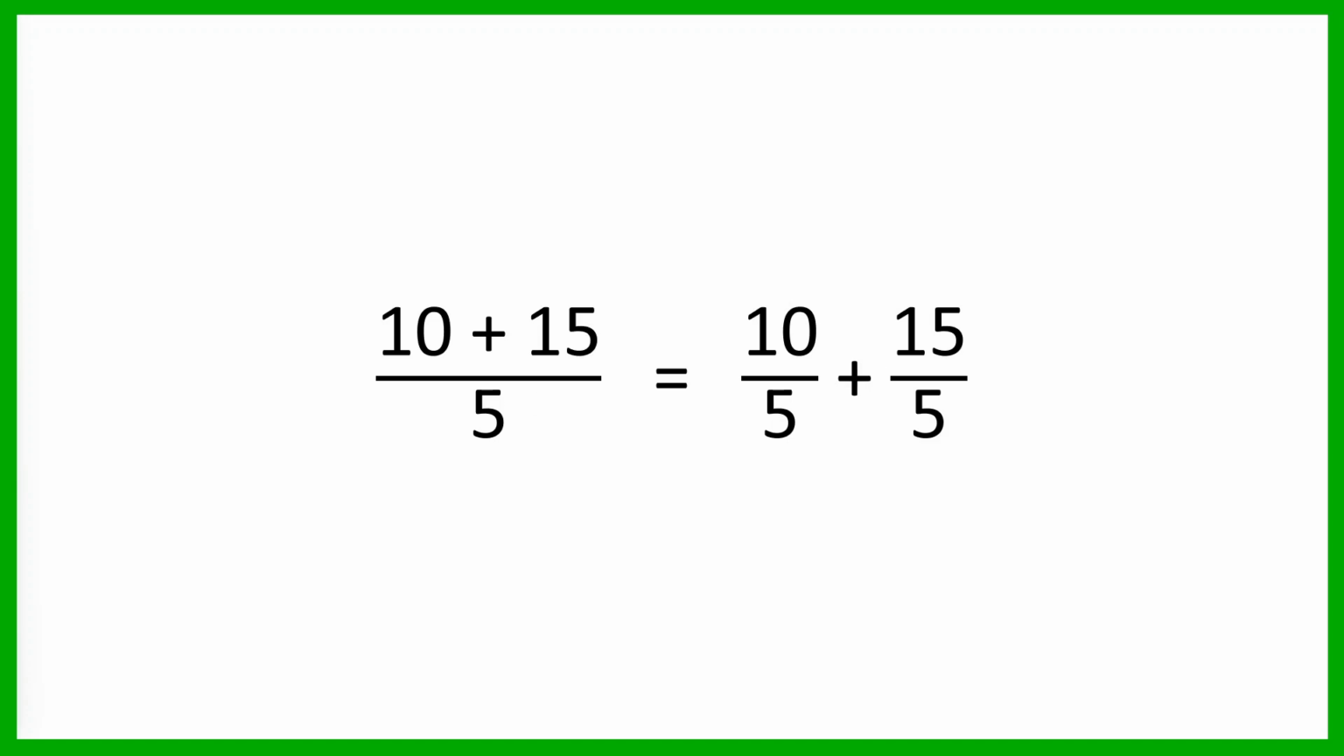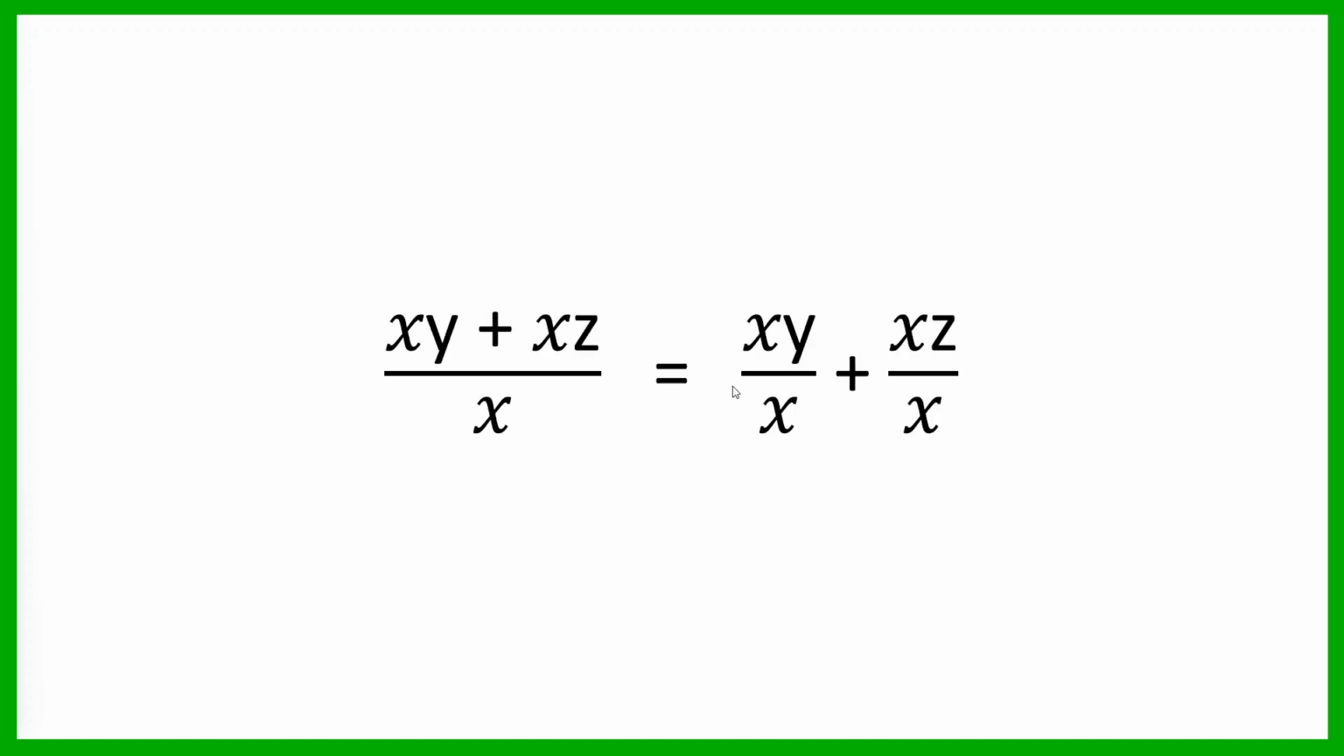Now, the reality is here, most of the time you wouldn't need to do this when you're working with normal numbers. However, when we're working with algebra, this does become important. So if you have something like xy plus xz divided by x, where you can't add the xy and the xz because they're not like terms, then you can still simplify this by dividing each of them separately by the x. Okay, so let's have a look at an example.